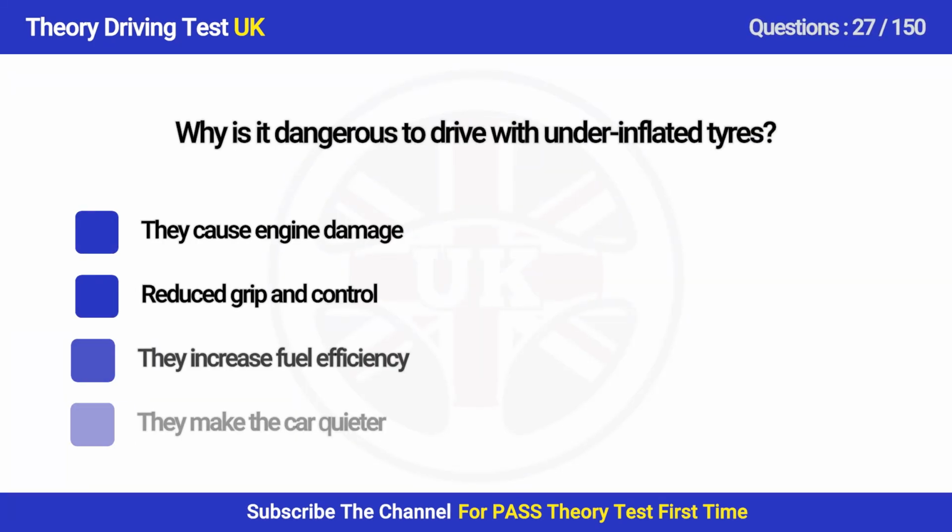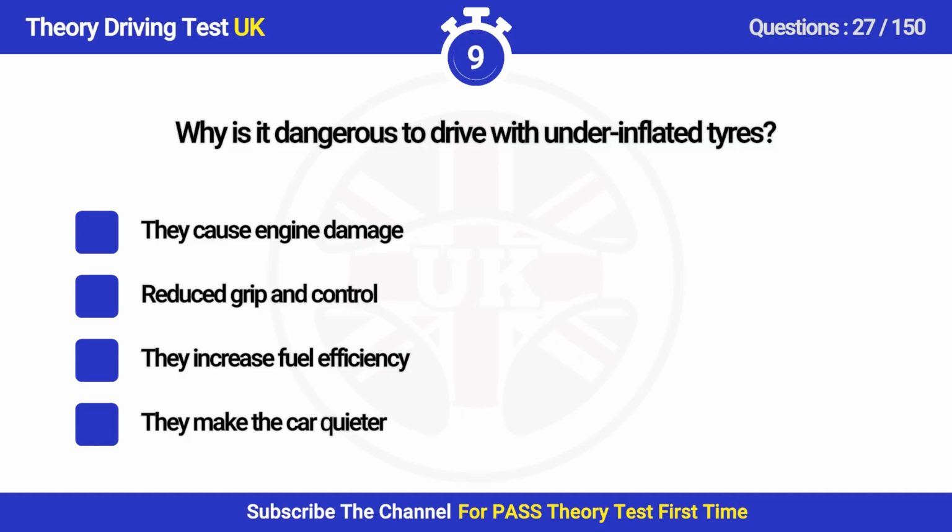Question 27. Why is it dangerous to drive with worn tires? A. They cause engine damage. B. Reduced grip and control. C. They increase fuel efficiency. D. They make the car quieter. Answer is B. Reduced grip and control.